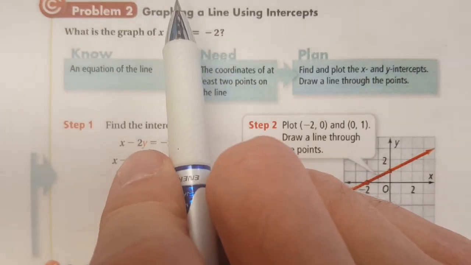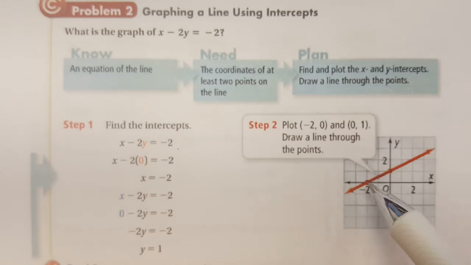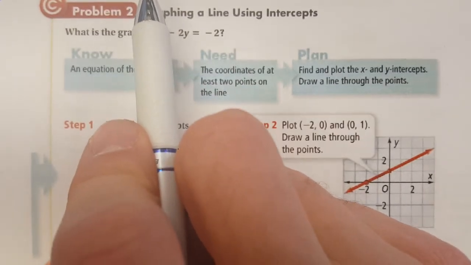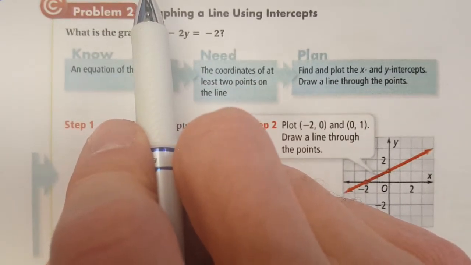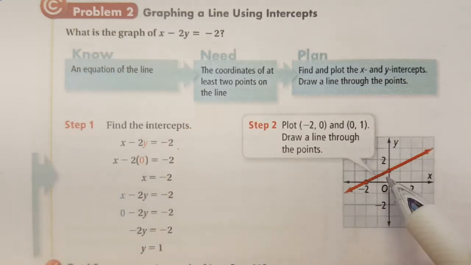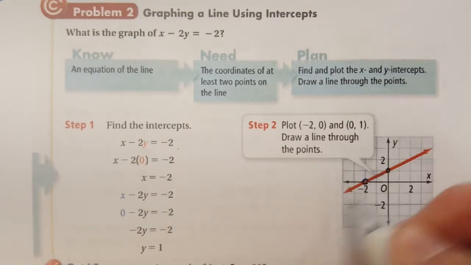Hide it. Look at that. X equals -2. They hit -2. And then hide the X. -2Y equals -2. Probably going to be a 1. And there's a 1. There you go. So you plot the 2 points. You play connect the dots. End of story.